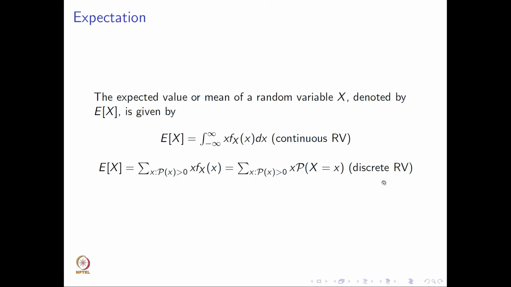In case X is a discrete random variable, we use the following definition. Expectation of X is equal to the sum over all x such that probability of x is greater than 0. That is, we consider all values of the random variable for which the associated probability is greater than 0, x times fX(x). Here fX(x) is the probability mass function of the random variable X, which essentially gives the associated probability for a particular value of the random variable, thus leading to this definition.